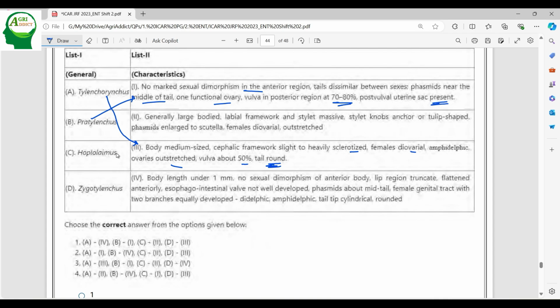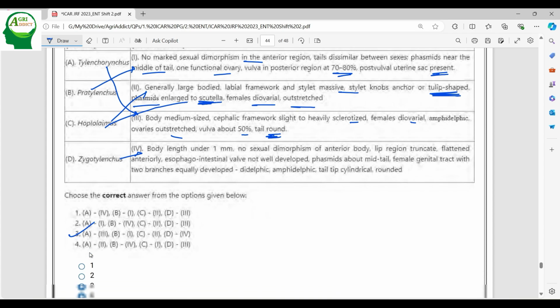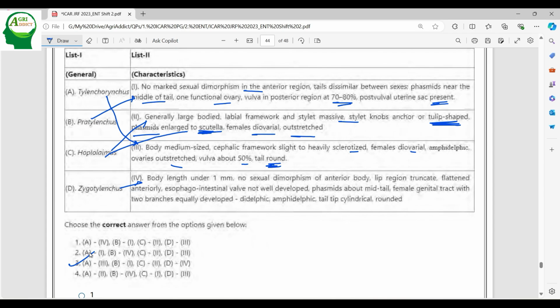Then Hoplolaimus. Hoplolaimus are generally large bodied, and the labial framework and stylet are massive, with stylet knobs anchor or tulip shaped. Very important characteristics of Hoplolaimus. When you get this tulip shape, just match it with Hoplolaimus. First, the enlarged scutella is also an important characteristic feature of Hoplolaimus. Then females didelphic and outstretched, and finally the one remaining is Zygotylenchus. This is the 4. So 3 is the correct answer. Just try to match one, then you can match another. If 2 match, then you will easily match the remaining 2.